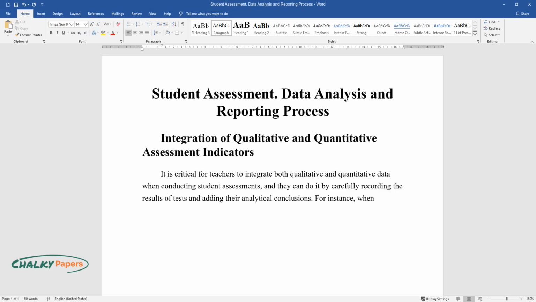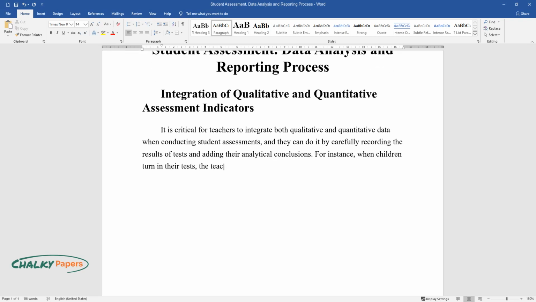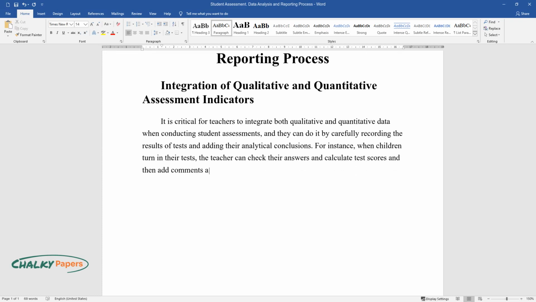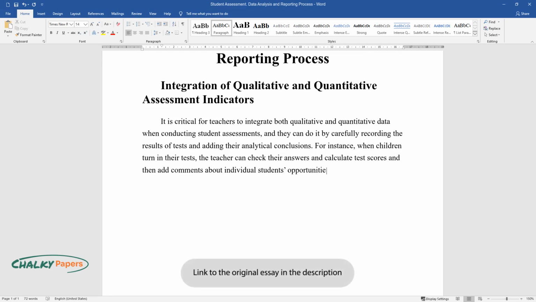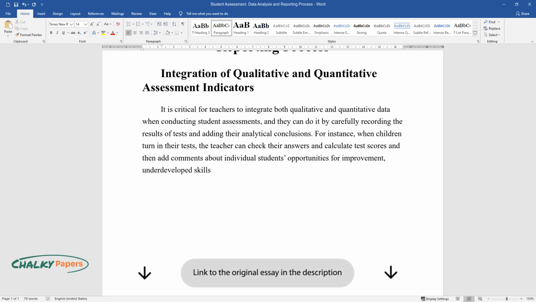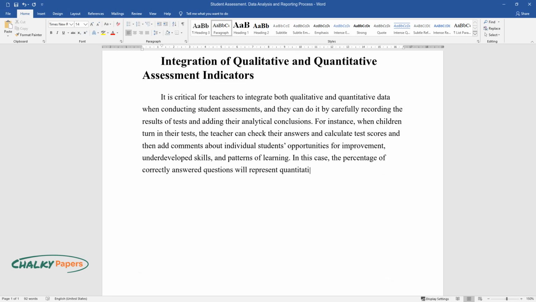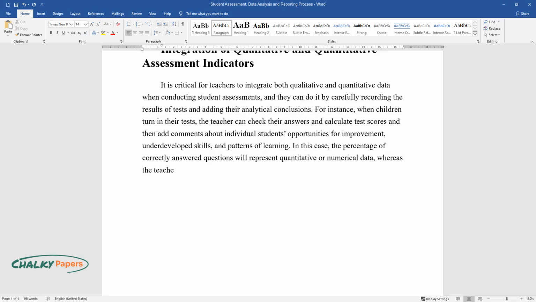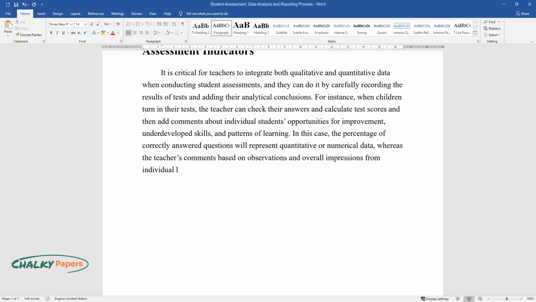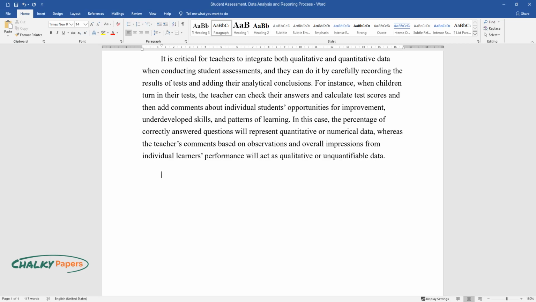For instance, when children turn in their tests, the teacher can check their answers and calculate test scores and then add comments about individual students' opportunities for improvement, underdeveloped skills, and patterns of learning. In this case, the percentage of correctly answered questions will represent quantitative or numerical data, whereas the teacher's comments based on observations and overall impressions from individual learners' performance will act as qualitative or unquantifiable data.